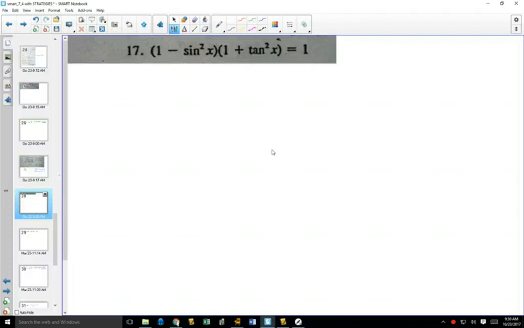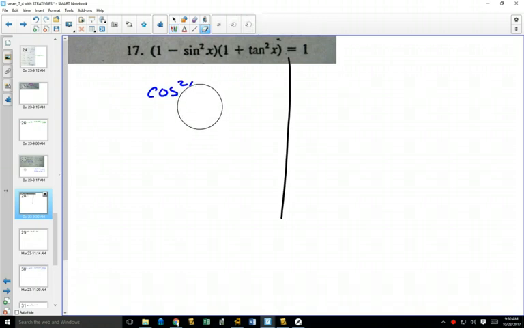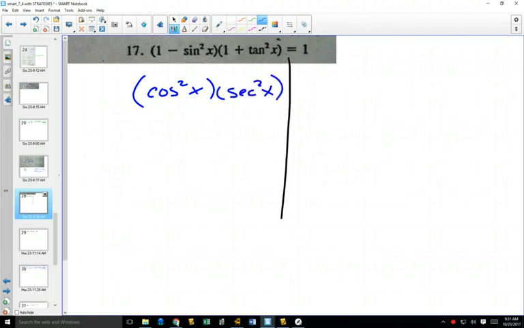Here's number 17. What can I change 1 minus sine squared to? Cos squared. Oh, it's an x. What can I change 1 plus tan squared to? Secant squared. Cos squared times secant squared? Because this will be 1 over cos squared. I mean, if you want to take an extra step, you could. Choo, choo. Make them go away, and then you get 1.